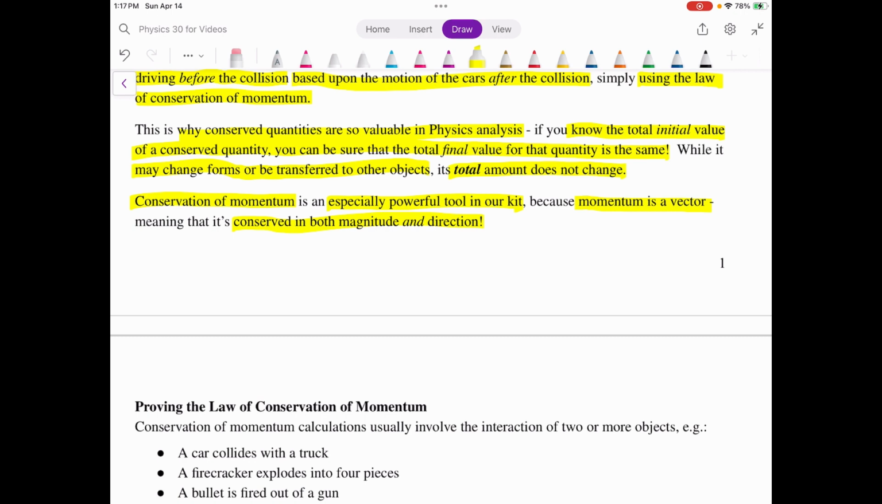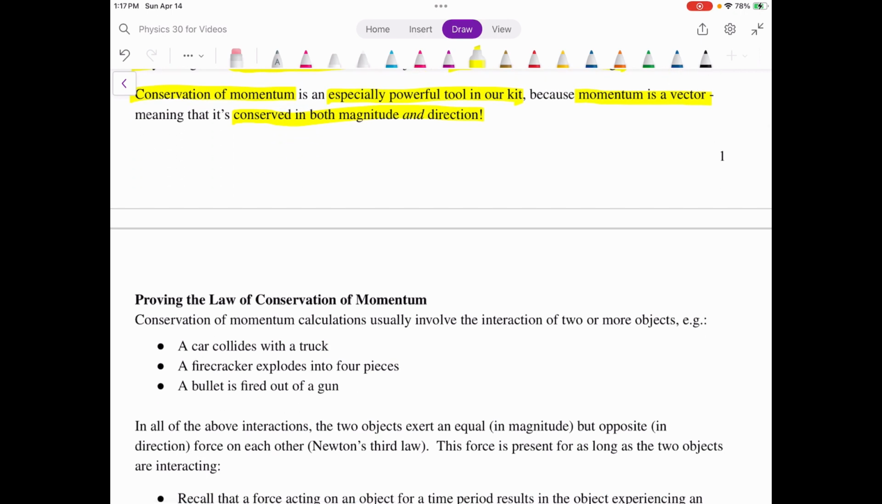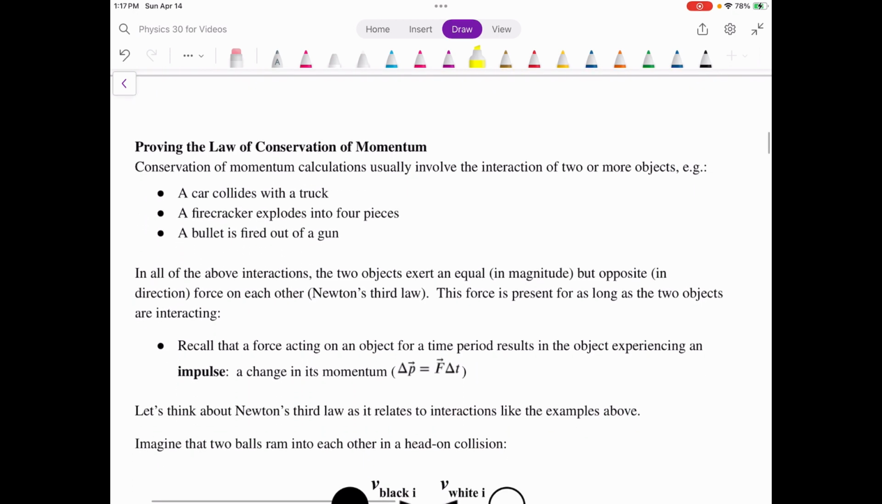Okay, now I'm sure you can't wait to dive in and start using this law of conservation of momentum. But before we do, let's just take a second to prove that the law of conservation of momentum actually makes a ton of sense and it's unavoidable. And all we need is stuff you already know to prove that that's the case.